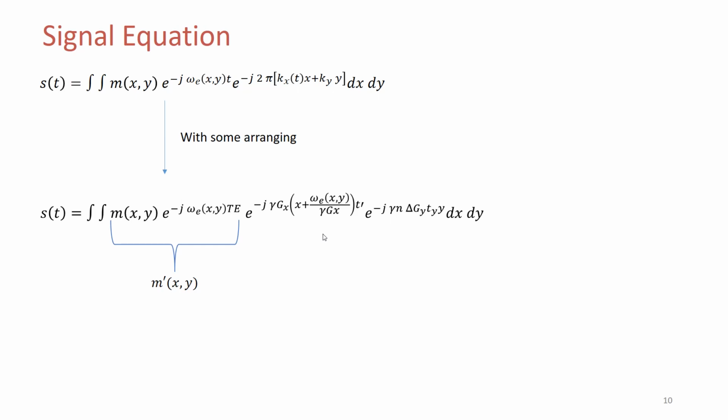In this form we see that there is actually a weighting function to the object m(x,y), and besides, the spatial variable x now becomes x prime, that is x minus omega_e(x,y) over gamma G_x. So in the image that we will simulate, we expect in the results that there is a shift, a displacement in the readout direction, which is the x direction in this case.